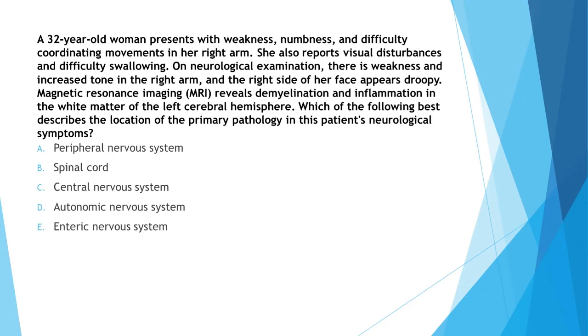Which of the following best describes the location of the primary pathology in this patient's neurological symptoms? Peripheral nervous system, spinal cord, central nervous system, autonomic nervous system, or enteric nervous system.